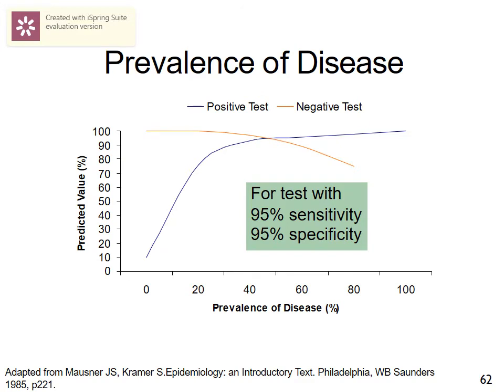We talk about prevalence. So how much disease is there in the community? And this chart demonstrates to you how prevalence affects predictive value. The red line is a negative test, the blue line is positive, and you can see that as prevalence increases and gets to above 40%, the positive predictive value also increases and then levels off. As prevalence increases, the negative predictive value actually goes down.